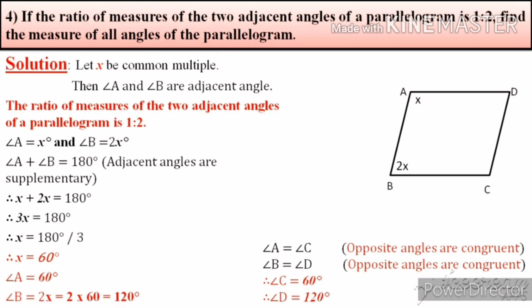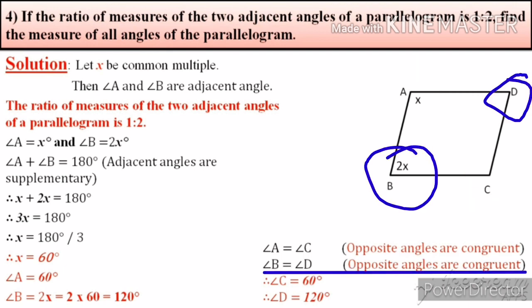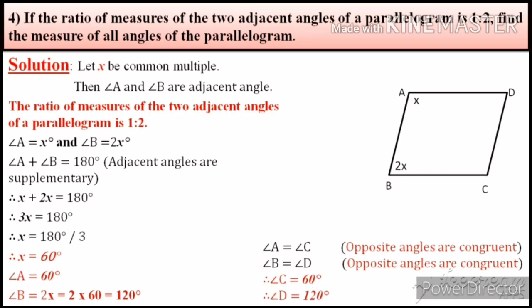Now students, as we know the properties of a parallelogram, angle A is equal to angle C, as opposite angles are congruent. Angle B is equal to angle D, opposite angles are congruent. Therefore, angle C equals 60 degrees and angle D equals 120 degrees.